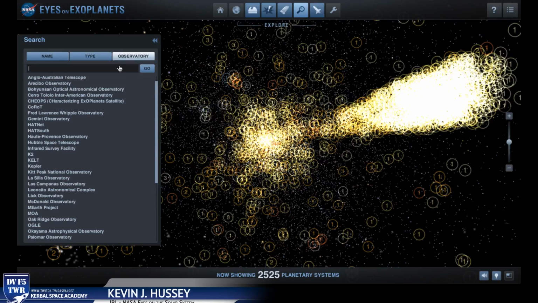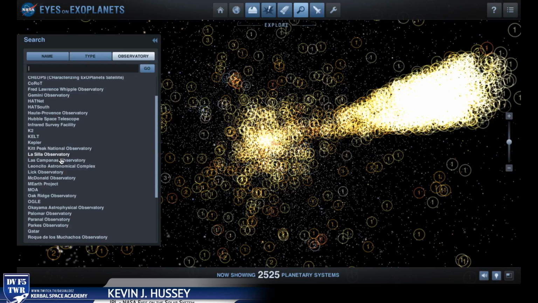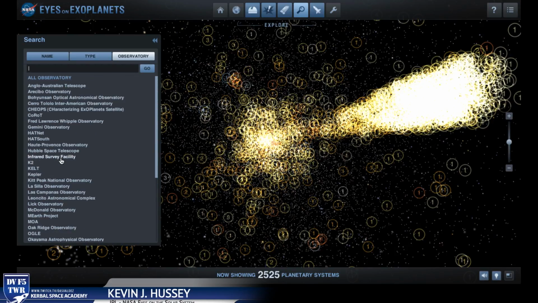But here are all the different places that have found planets, and if you click on one, let's see if we can find Trappist in here. Where is it? You'd think it'd be on here. Oh, I don't see it. Who made this program? Can we talk to them? Maybe we put it under the name of their observatory. I'm sorry about that.